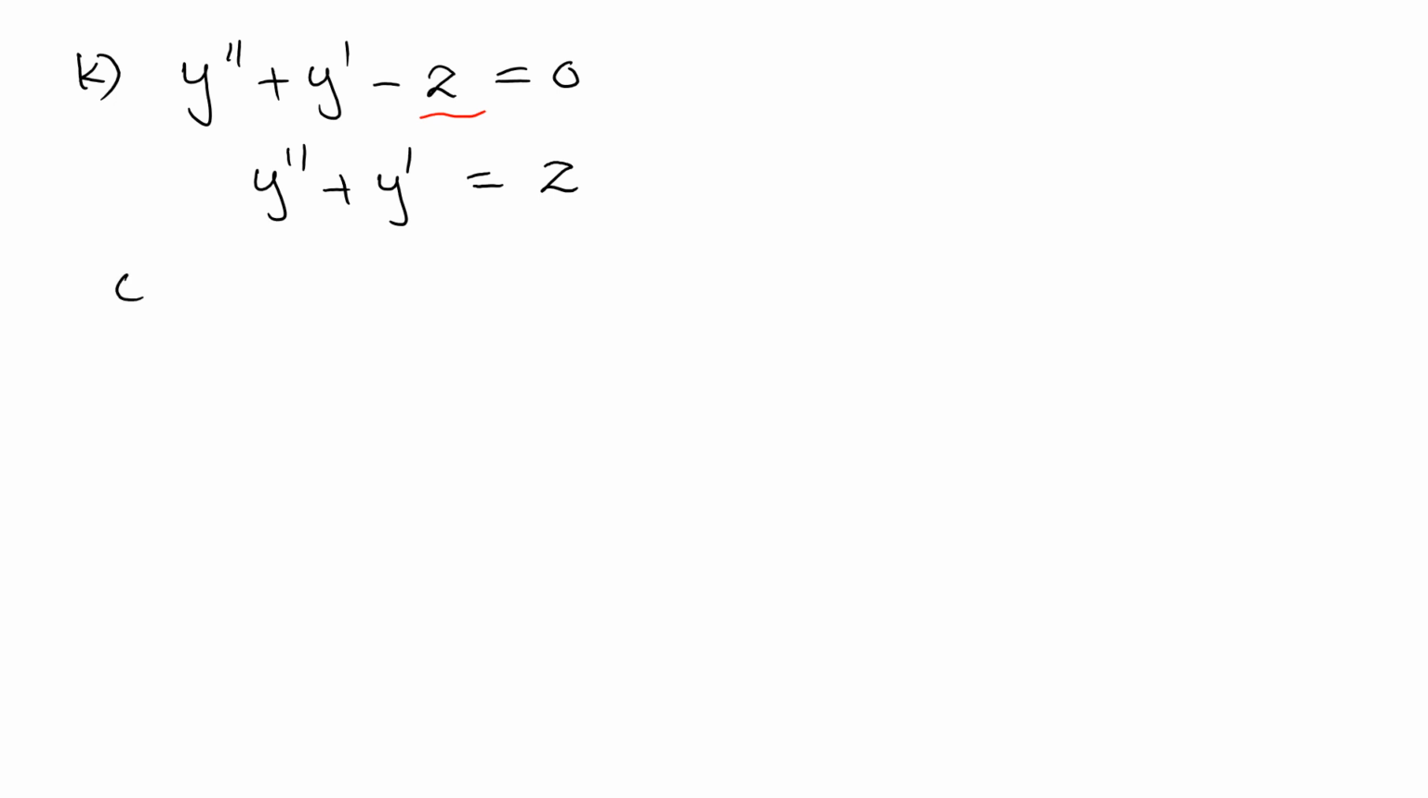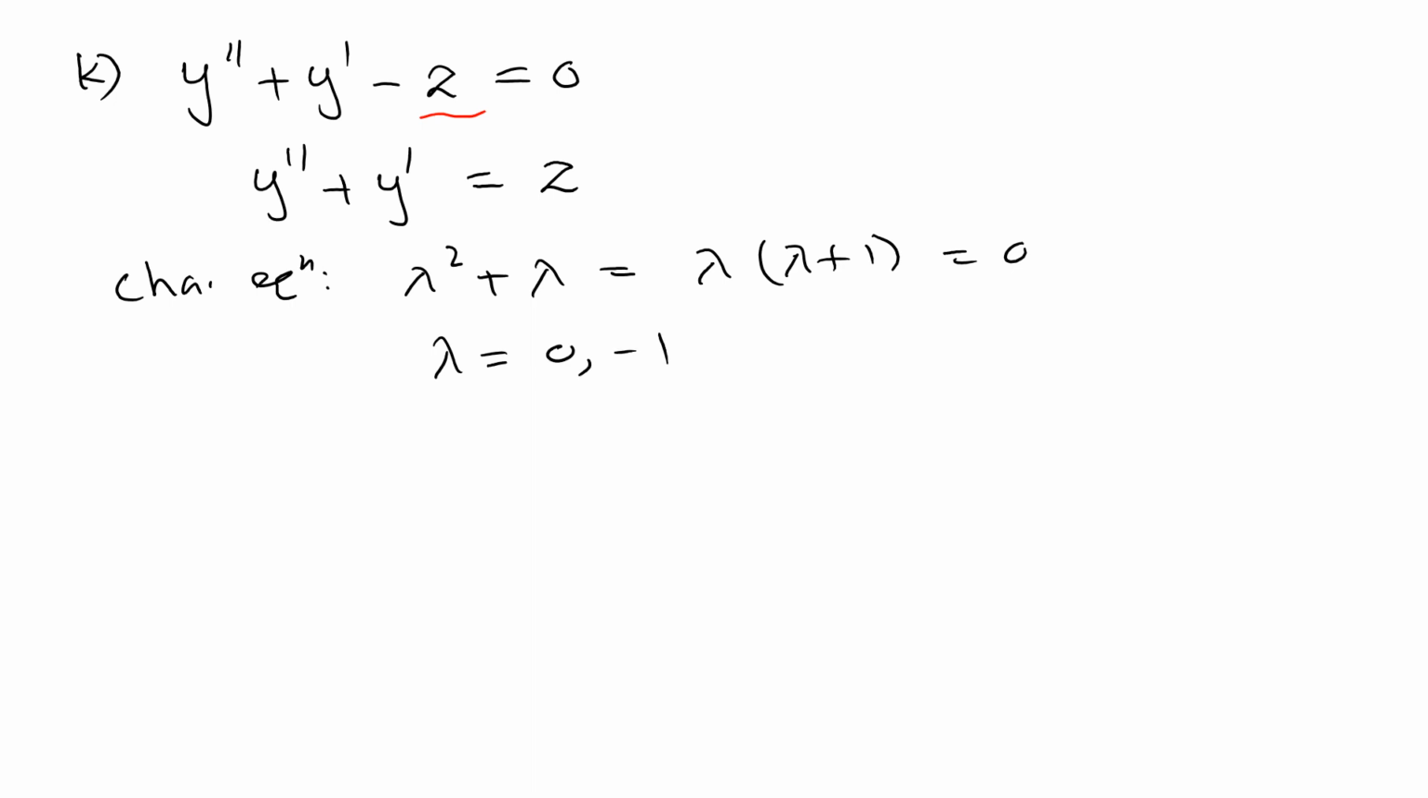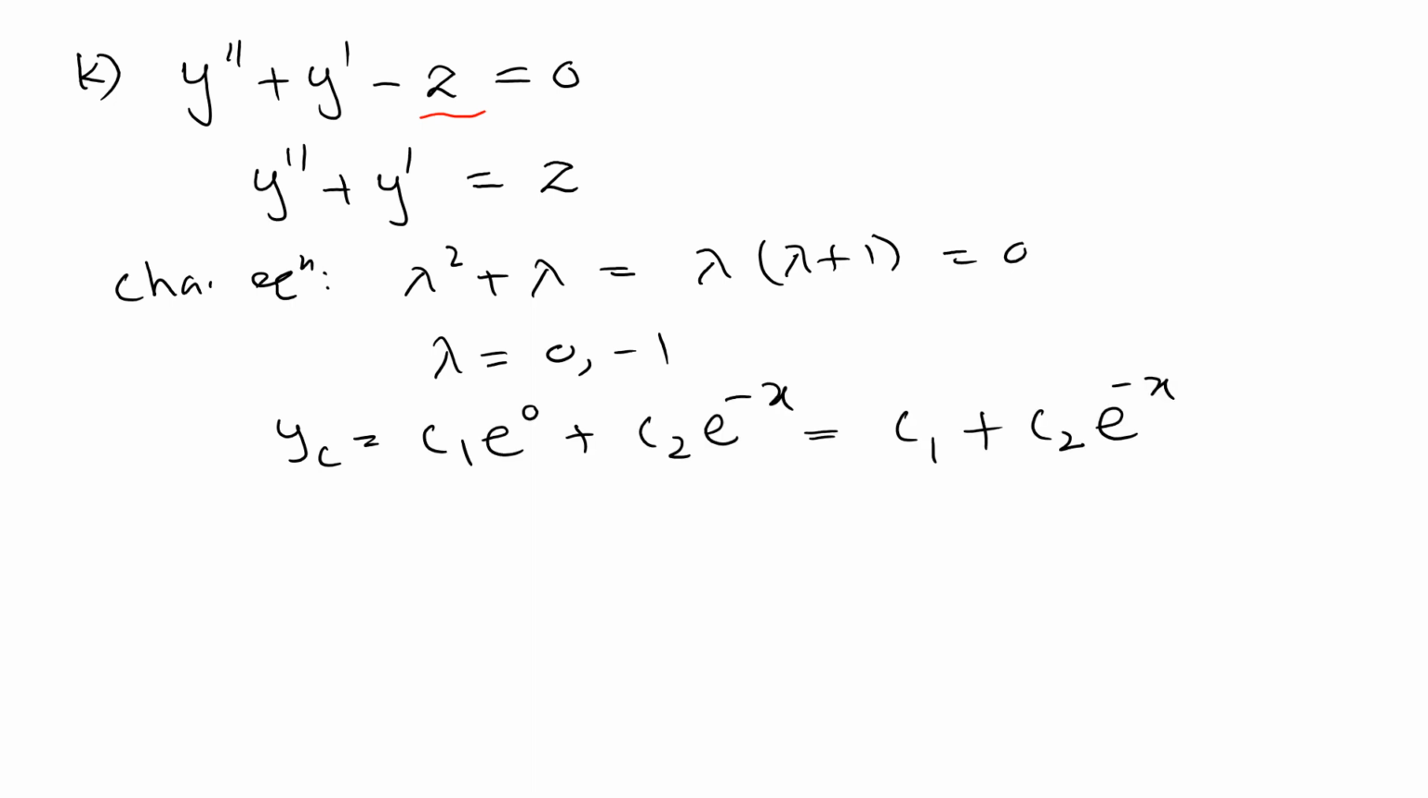You can look at the characteristic equation as before, which is lambda squared plus lambda, which is lambda times (lambda plus 1) equals 0. This is going to give you lambda equals 0 and negative 1. Those are the two values. So that means your yc is this. And again, because of the constant term, and we have a constant, you have to multiply by an extra x to get the correct yp. So the correct yp would be a x, because you cannot just have a constant there.